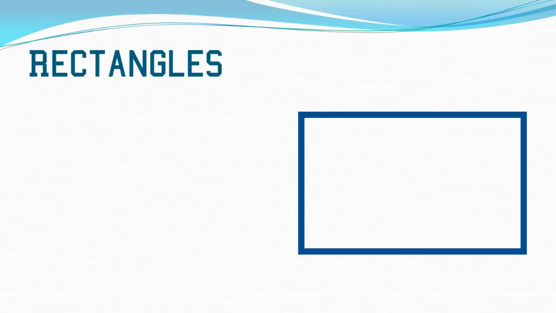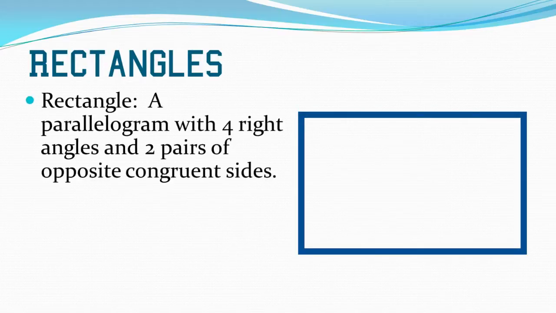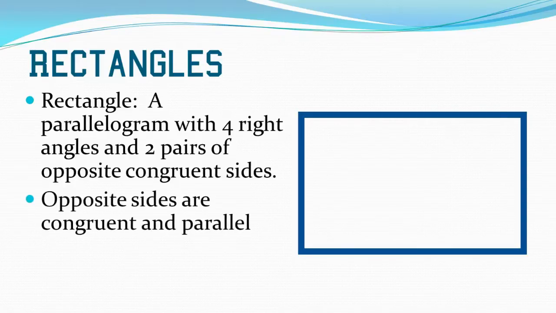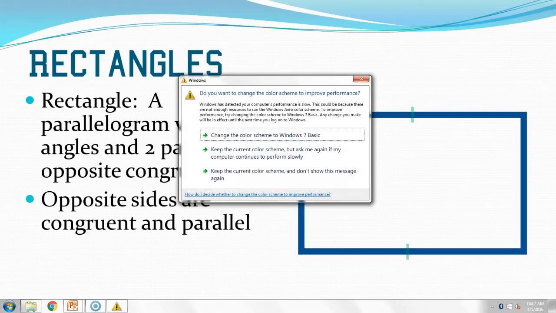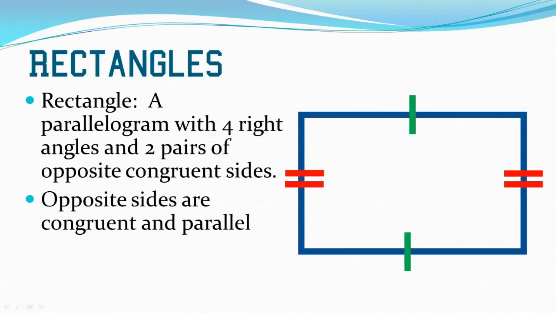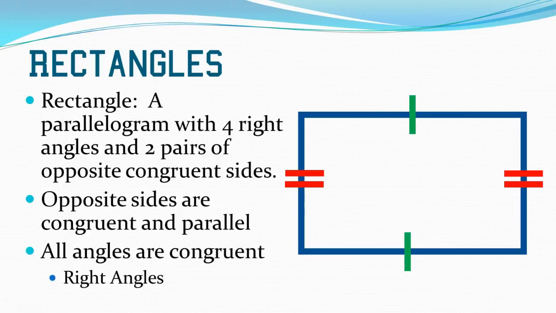Rectangles are a more specific variation on parallelograms. It's a parallelogram with 4 right angles and 2 pairs of opposite congruent sides. So opposite sides are congruent and parallel. All angles are congruent. So that means they're all right angles. If I take 360 degrees and divide it evenly by 4 different angles, I get 90. This still follows the rules of a parallelogram. The opposite angles are still congruent. In this case, all angles are congruent though, 90 degrees.